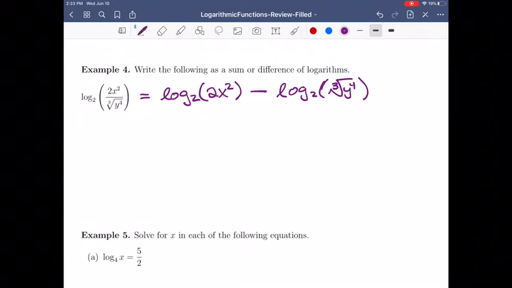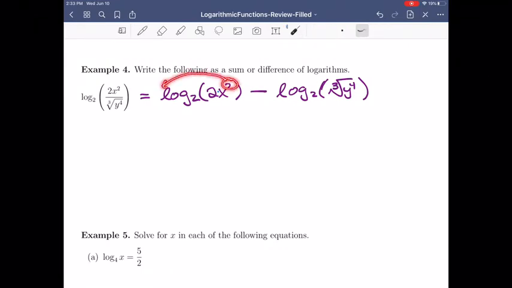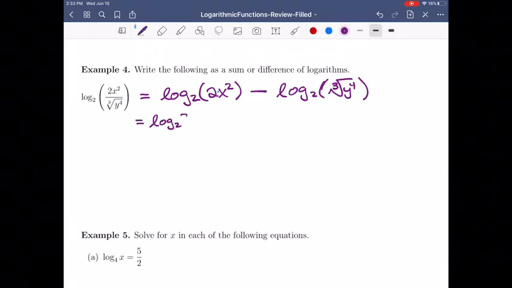Okay, now I see that I have multiplication in here. I cannot bring this 2 down to the front, because it's not on the 2 here. So what I want to do is separate these two first. So I have a 2 times an x squared. I can rewrite that as log base 2 of 2 plus log base 2 of x squared.